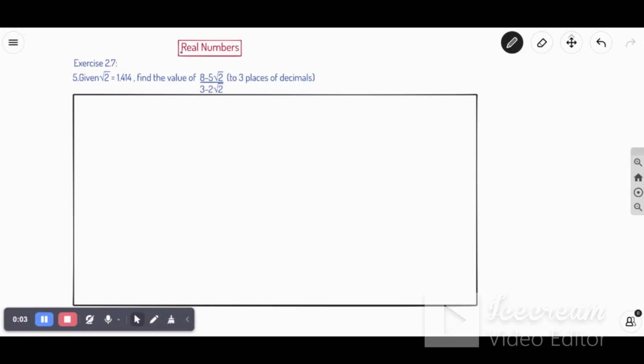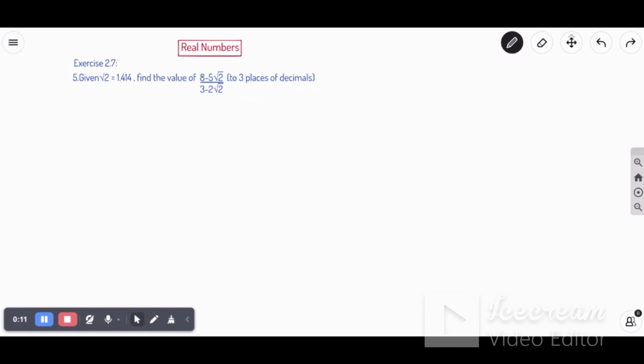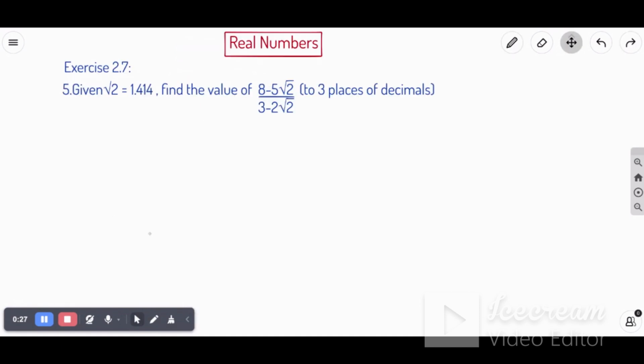Hi everyone. Let us start with real numbers, exercise 2.7 and question number 5 today. In this question you are asked to find the value of (8 minus 5 root 2) by (3 minus 2 root 2) up to 3 decimal places, which means you have to simplify this and find some value in decimals with only 3 places of decimal. So let us start the question.